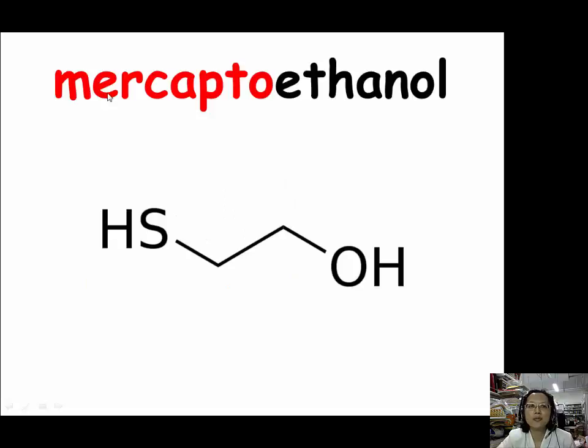Our example for mercapto is mercaptoethanol. The SH group is shown here. In chemistry, mercaptoethanol is a compound of ethanol with a thiol group. And a lot of time it's called 2-mercaptoethanol. Mercaptoethanol is used in various organic chemistry applications, including protein denaturation.